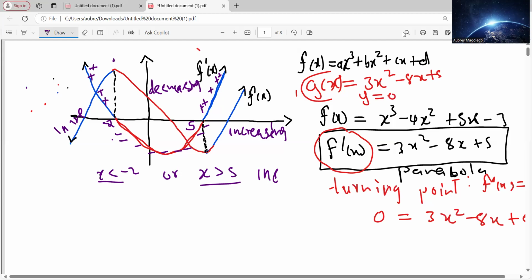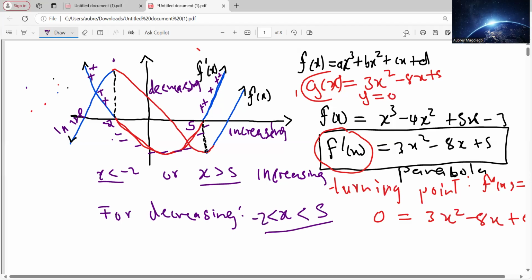Then if they want it for decreasing, the graph of f will only decrease where the graph of f prime is below the x-axis. If you can check between the x-intercepts, that's where the graph is below the x-axis, where it is negative. So it means for decreasing, x must lie between what? Must lie between -2 and 5 in order for the graph to decrease.